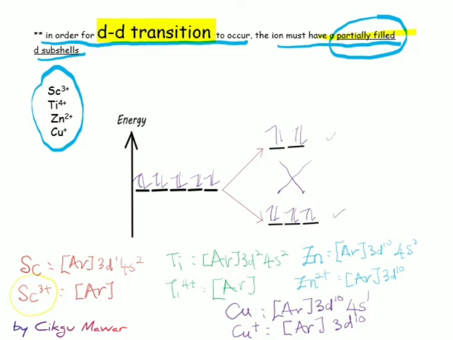That's why copper 1 plus is not a colored ion. Copper plus is white in color. So this kind of ion is white in color, since no d-d transition occurs.